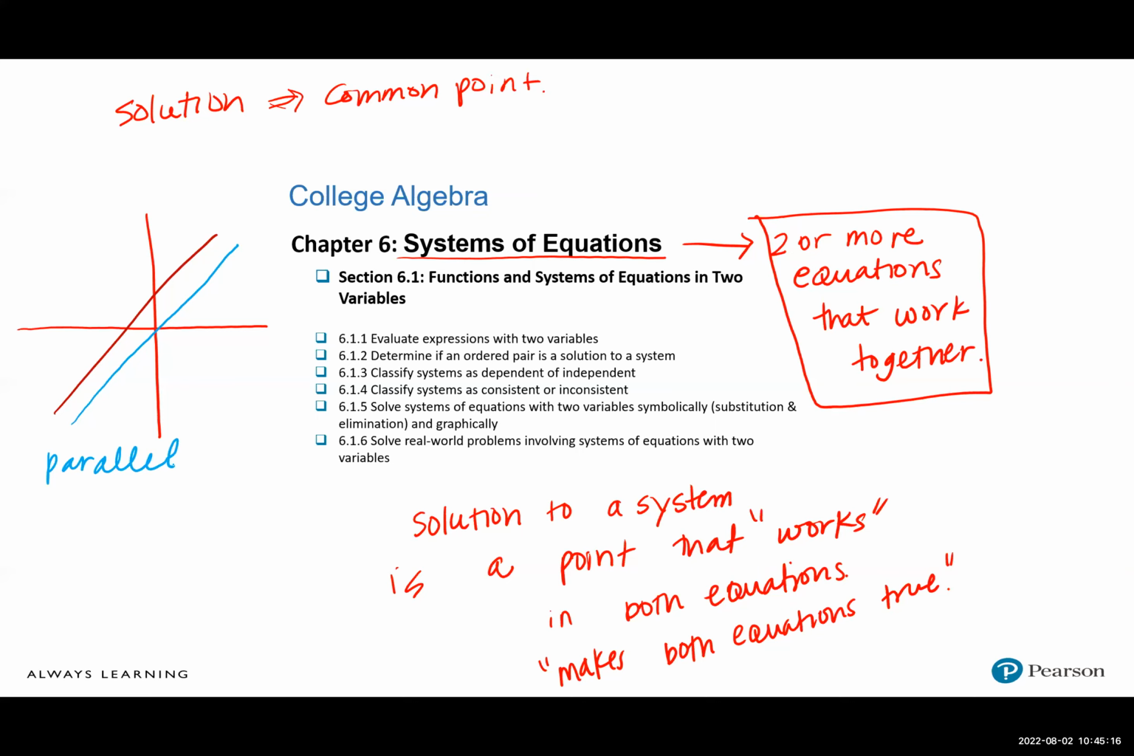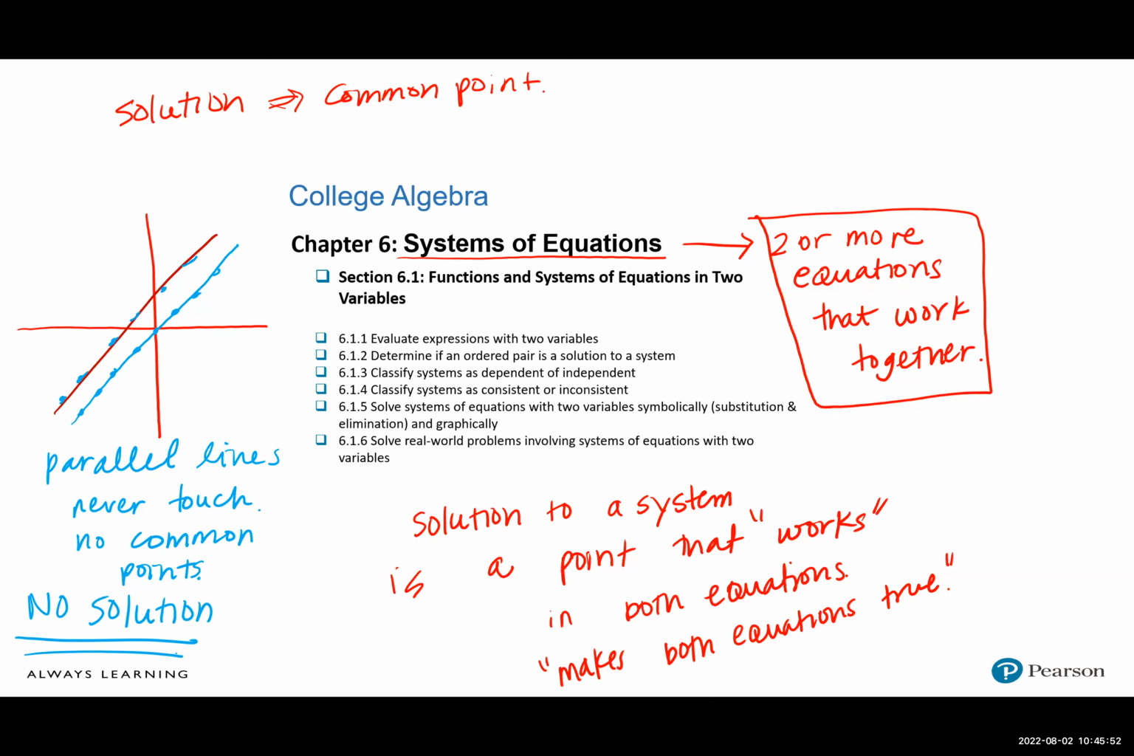Do they ever have any points together? No, they don't have any points in common. The points on this line will never touch the points on this line. Because the lines never touch, they have no common points, and because they have no common points, that means no solution. So if you ever have a set of parallel lines and they ask what's the solution, there is no solution because they never touch.